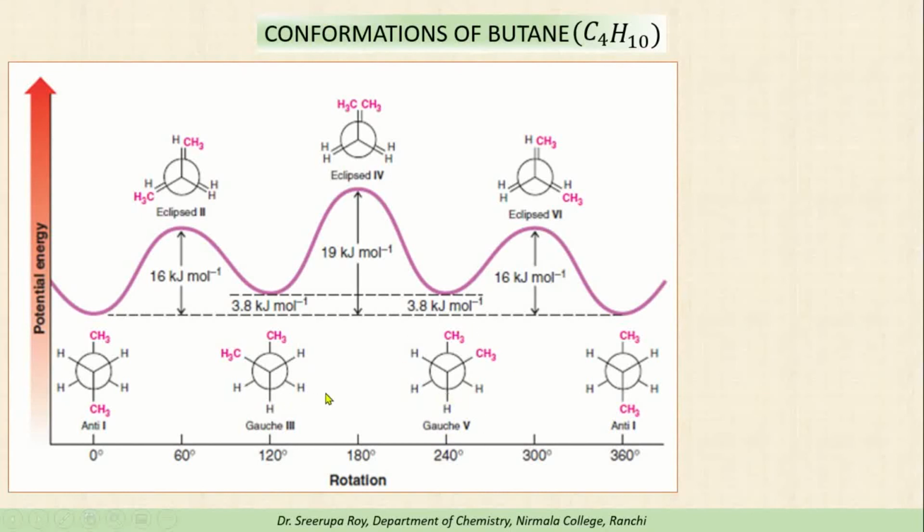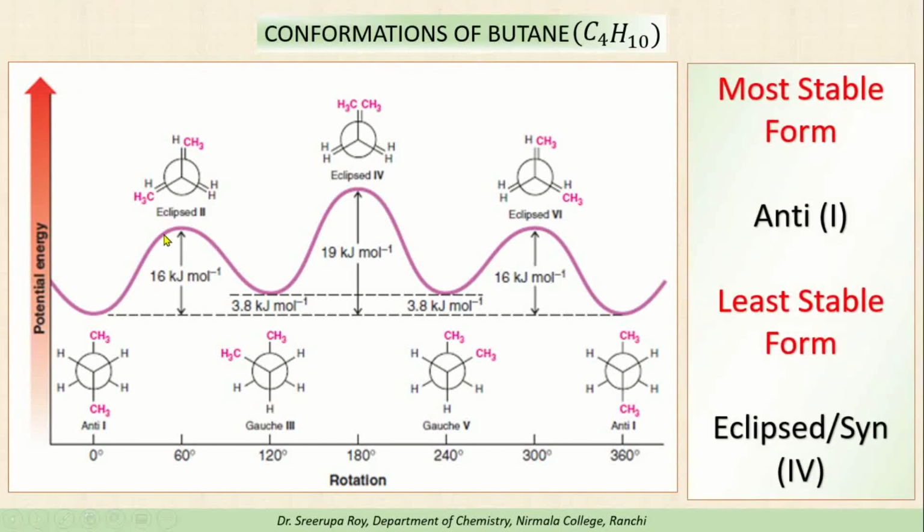Now these two gauche forms, as you can see, they are identical but they are mirror images of each other, but they have same energies. Again, performing this rotation operation further, energy of the molecule increases, reaches a peak, and we get the eclipsed conformation. This is again a partial eclipsed conformation. As you can see, it is similar to the second form, second and sixth. These two have the same energies. Further rotation leads to lowering of energy of the molecule and we get back the anti conformation. This anti conformation is identical to the first anti conformation from where we had started the rotation.